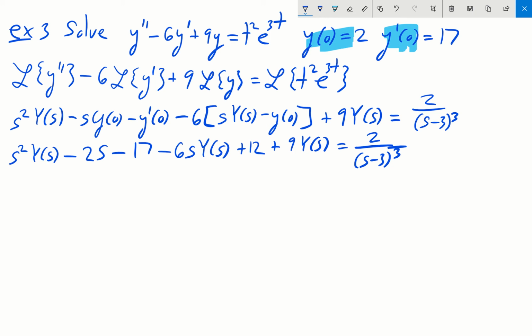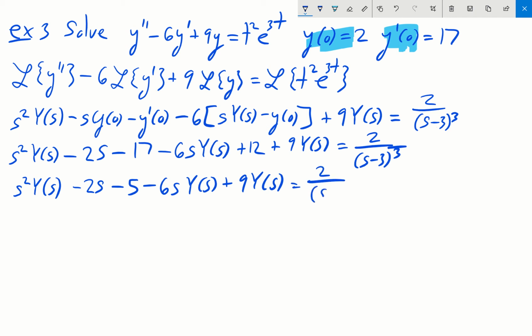Let's try to combine some of our like terms if we can. We have an s squared y of s. There's a negative 2s. Negative 17 plus 12 will give us negative 5, minus 6s y of s plus 9 y of s. And this is still equal to 2 divided by s minus 3 cubed. I'm going to do 2 steps at once. I'm going to get rid of all of the non-y of s terms on this side. In order to do so, I'm going to have to add 2s plus 5 to both sides.